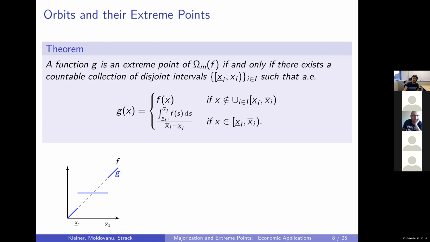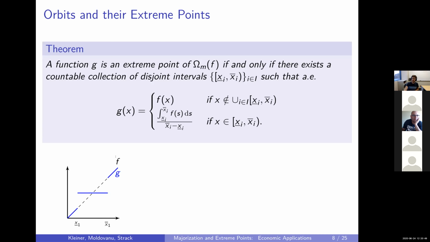Okay, how does it look in a figure? The dashed line is the function F. Now the function G is an extreme point of the orbit of F. Why? Well, first it's an element of the orbit because it's a non-decreasing function, and you can check that the majorization constraint is satisfied. So whenever you compute the integral from some point up to 1 of G, you will get a smaller value than the corresponding integral for F. And you have equality here.